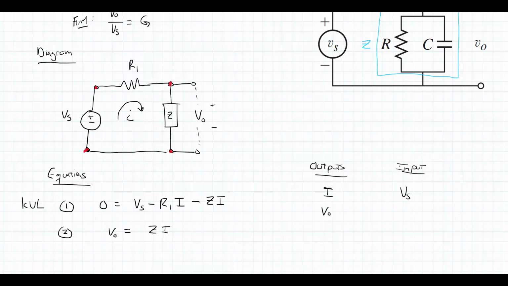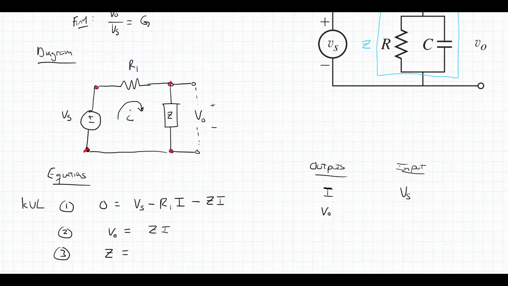Now we have this Z, this impedance block. We need to calculate it because we were not given that as a parameter in the original system. We were given R and C. We were not given Z. So I'm going to add a third equation here where I am going to define Z.